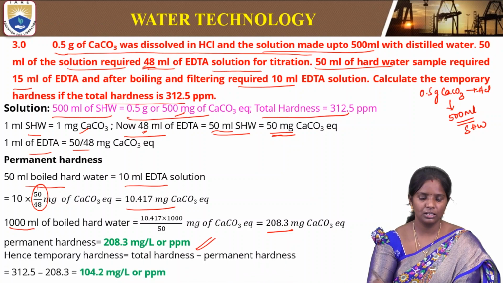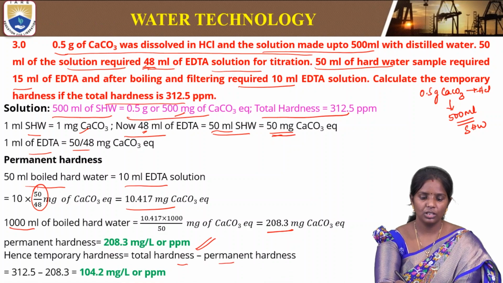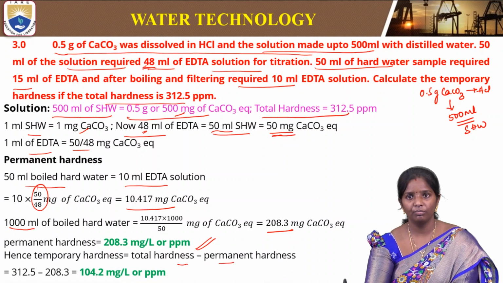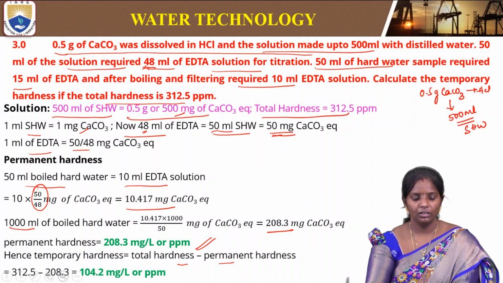Temporary hardness is equal to total minus permanent. Total is how much here? 312.5 minus 208.3, which gives 104.2 mg per liter or ppm.